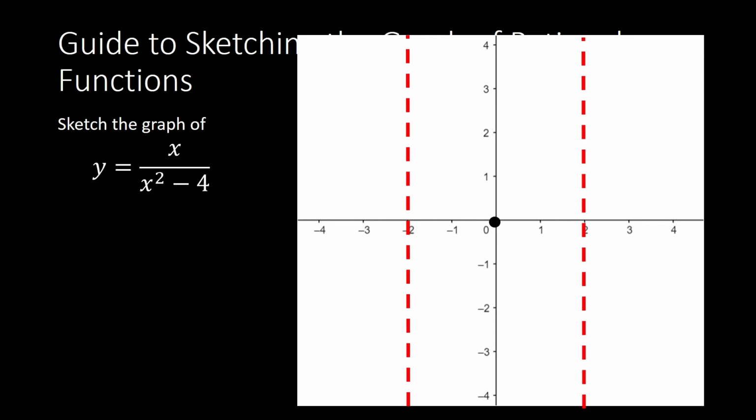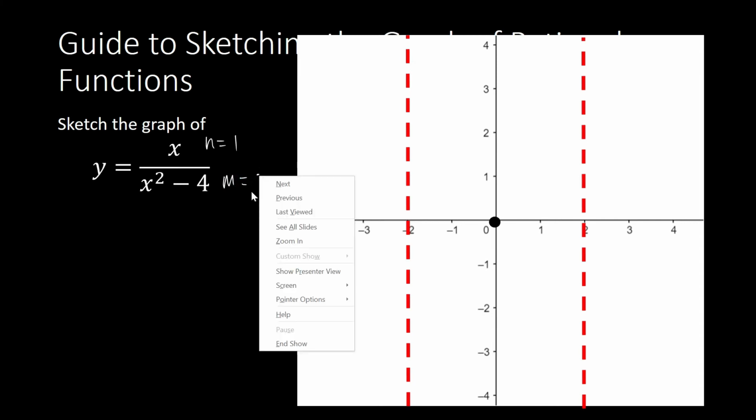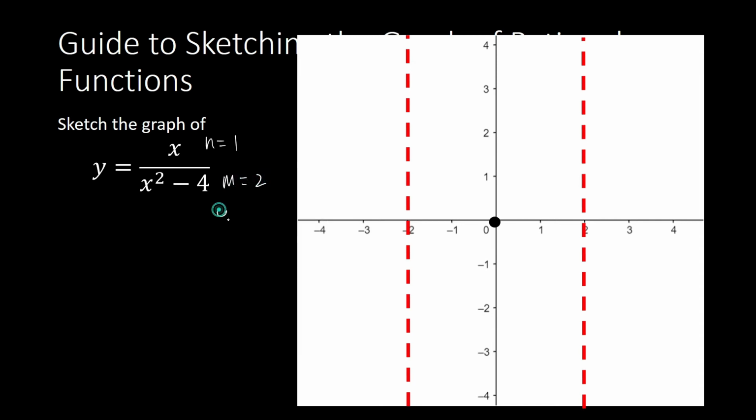What is the horizontal asymptote? The degree of our numerator is equal to 1. The degree of our function in the denominator is 2. So this means our horizontal asymptote is the line y is equal to 0.